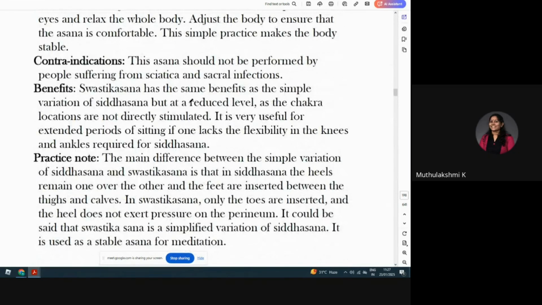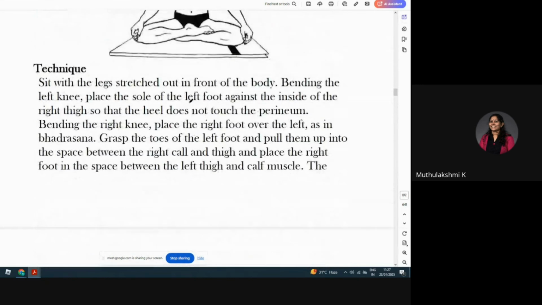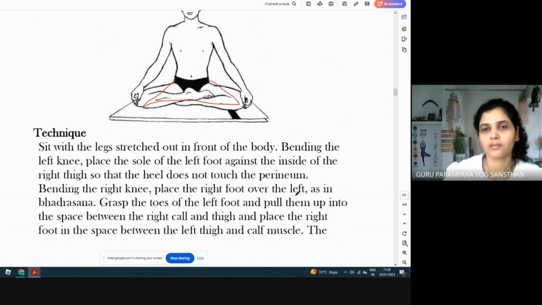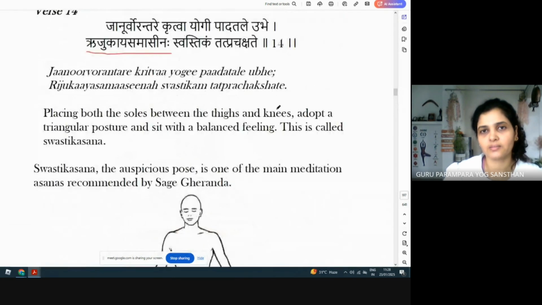What is the exact meaning of triangular pose in this sloka? This triangle we are making here.